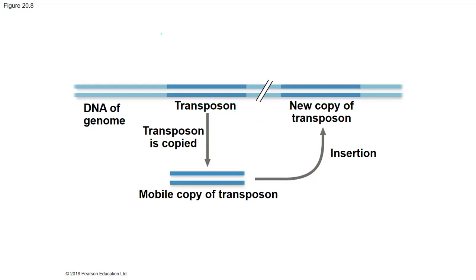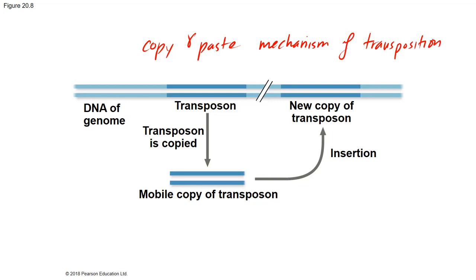So this is called the copy and paste mechanism of transposition. Transposition is basically the movement or the change in the position of the DNA. So copy and then paste. The transposon is copied, and this copy is pasted elsewhere in the genome.